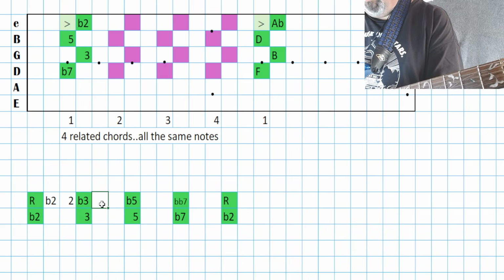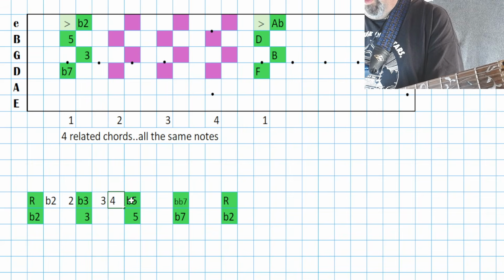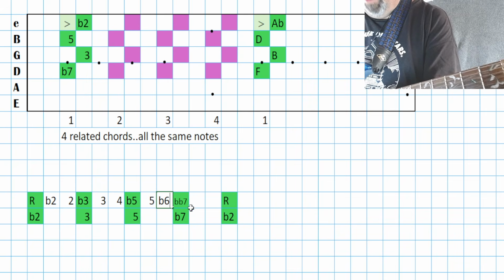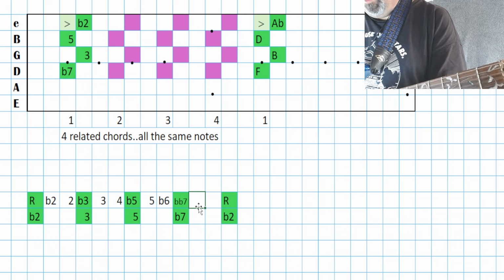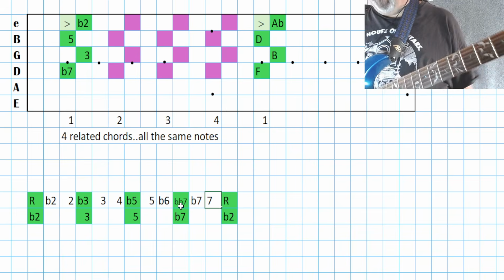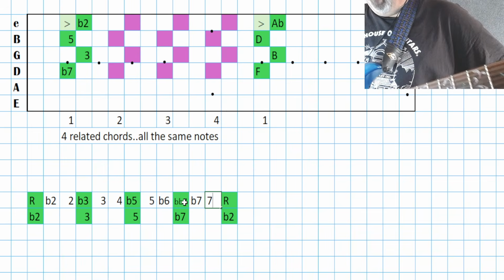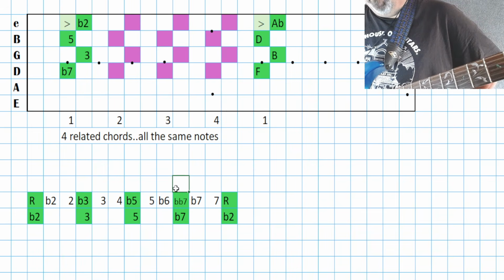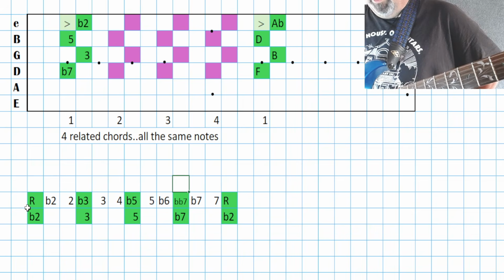Our flat 2, our 2, our third, our fourth, regular 5, flatted 6, regular 6, which is now a double flatted 7, flat 7, and 7. It's operating as our 7, so we're going to call it a double flatted 7, even though it's actually the same as the 6. Okay, so listen here.